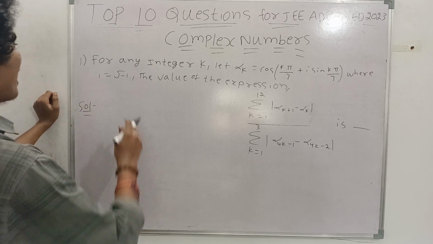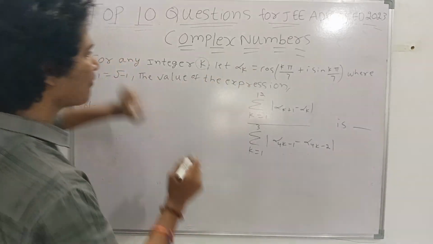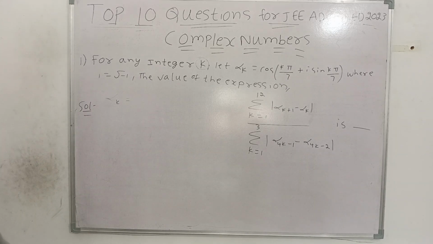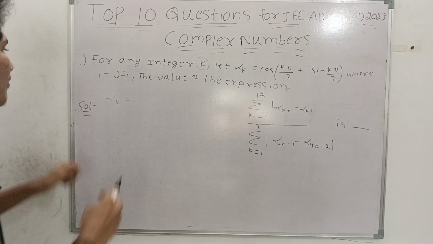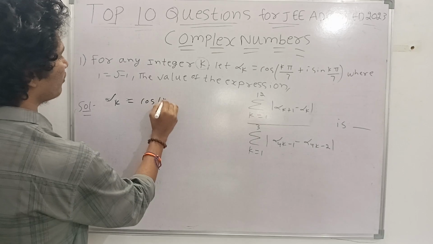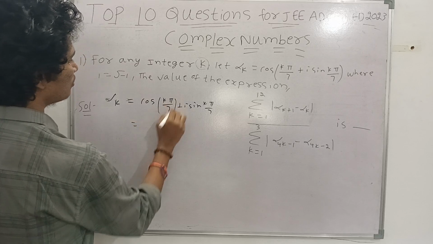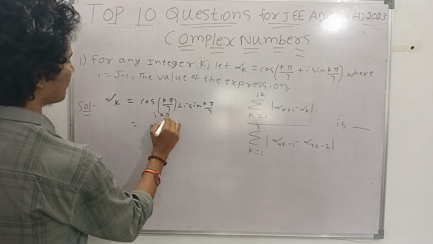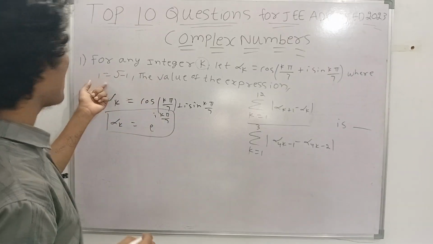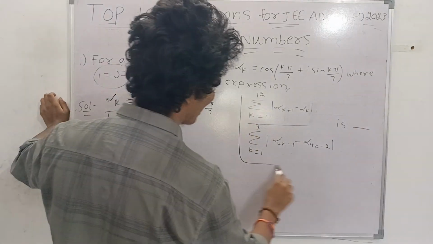This is the first question, guys, and in this question they are asking: for any integer k, let alpha k equal to, they have given one complex number, alpha k equal to cos of k pi by 7 plus i sin k pi by 7. So what will it be? e power i k pi by 7. This is the complex number they have given, where i equals root minus 1, you already know the iota value is root minus 1. They are asking what is the value of this expression.